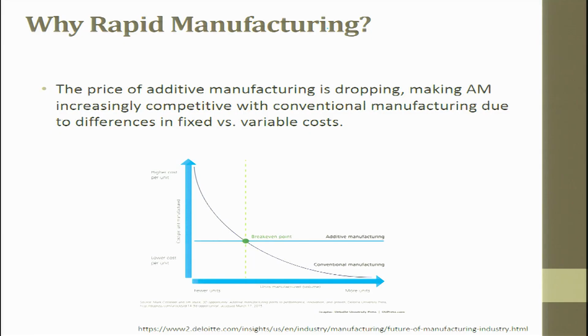When we talk about rapid manufacturing in terms of units and cost, the price of additive manufacturing is dropping in terms of technology awareness, raw material cost, and third party involvement in supplying the machine parts. So, the price of additive manufacturing is dropping, making it increasingly competitive with conventional manufacturing due to the difference in fixed cost versus variable cost. So, this is the conventional cost, this is the additive manufacturing. You can see here the cost is dropping down to one point where the break even is. If we are able to produce so much in quantity, then additive manufacturing will be economical as compared to your conventional machine.